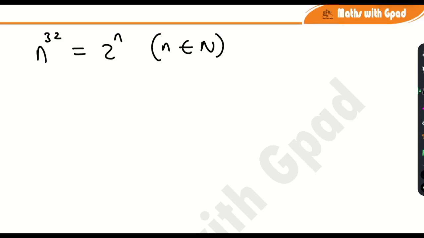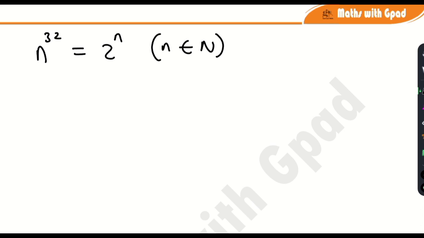In this video, I'm going to be solving this equation which says n raised to power 32 is equal to 2 raised to power n. Now, there's a condition here. They said when n is an element of a natural number. This capital letter N is a natural number.